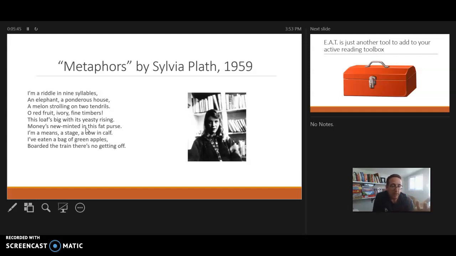She says this riddle, right? It's about pregnancy. What is she saying? Is she positive about pregnancy? Is she negative? Right? That last line, boarded the train, there's no getting off, is this kind of fatalistic look at pregnancy. But the beginning, this whimsical imagery of a melon strolling on two tendrils, or is she being ironic? Is she making fun of that kind of overblown imagery of pregnancy? A cow and calf, comparing herself to a cow giving birth is not a really positive thing.